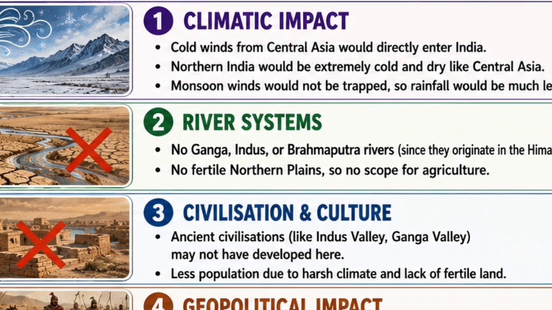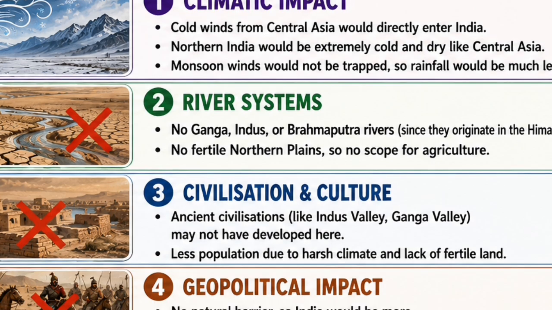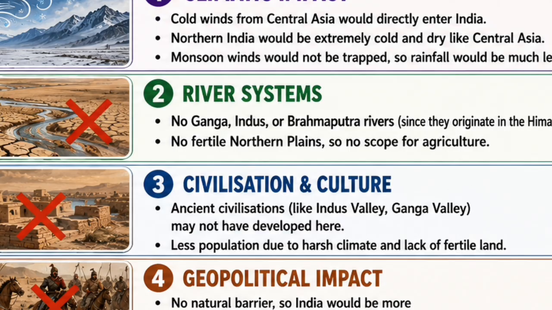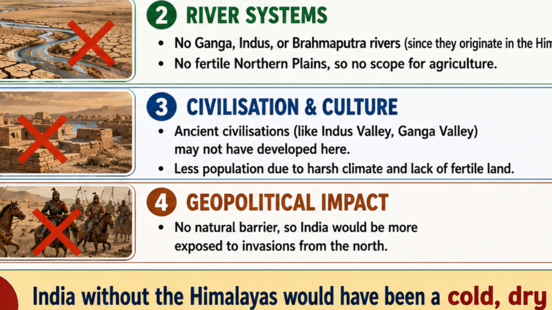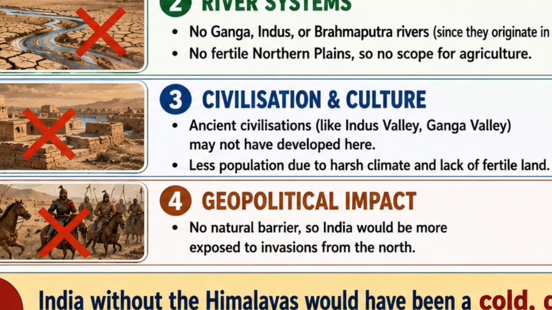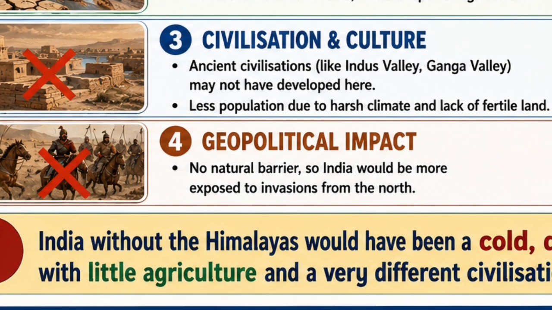Next is the river system. So no Ganga, no Indus, no Brahmaputra, because do you know these are originating from the Himalayas? No Himalaya means no such kind of rivers, no fertile northern plains, and no scope for agriculture. Now see point number 3, civilizations and culture. Ancient civilizations like the Indus Valley civilization, Ganga Valley, meaning Vedic civilizations and the Janapada period, may not have developed here, right? And less population due to harsh climate and no fertile land. And the geopolitical impact: no natural barrier, so India would be more exposed to invasions from the north, right children?